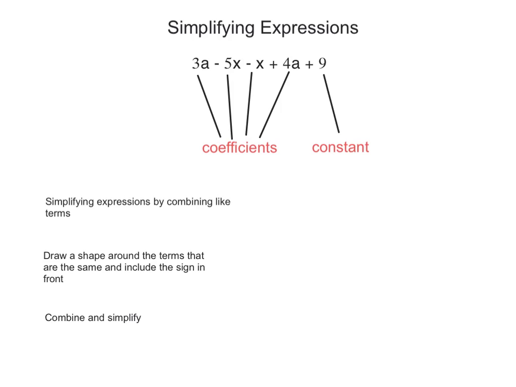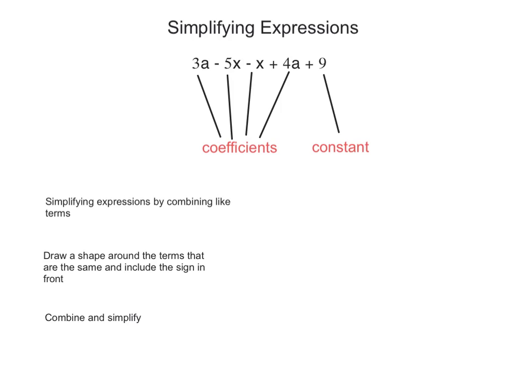So if I have 3a, I have a times 3, which is 3a. So the 3, the 5, and I know it's not there, but there is a 1x because there's x noted, and the 4 are all my coefficients. And then we notice at the end there's a constant. The constant does not have a variable. This is really important as we go through this lesson.